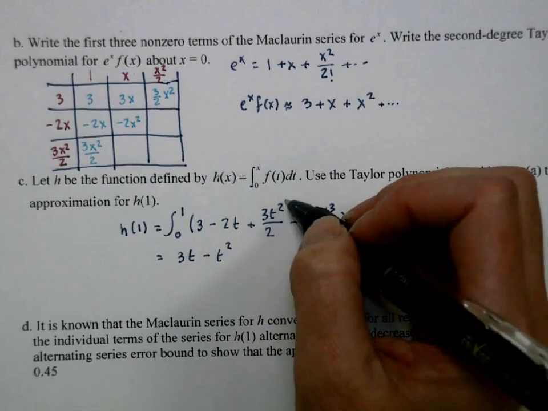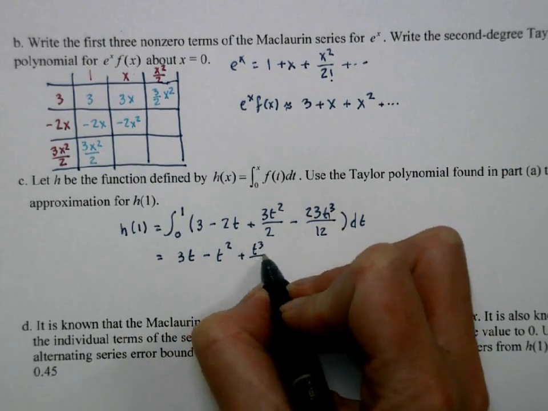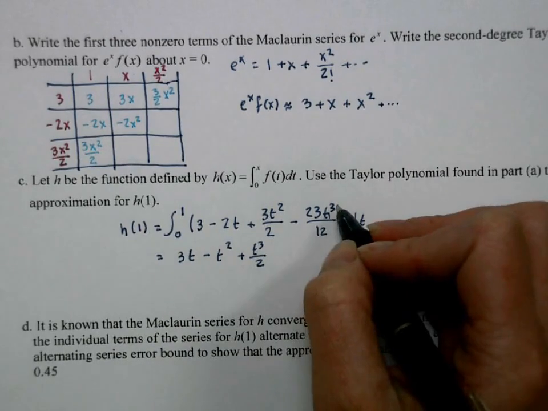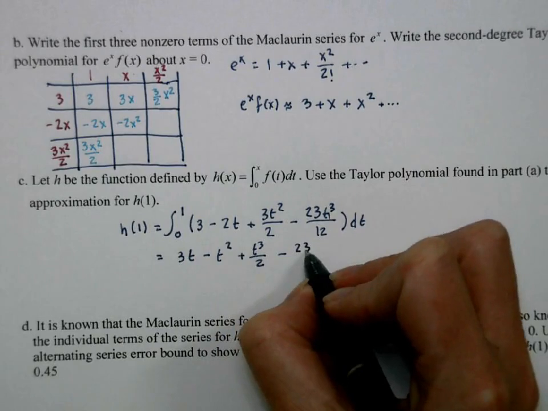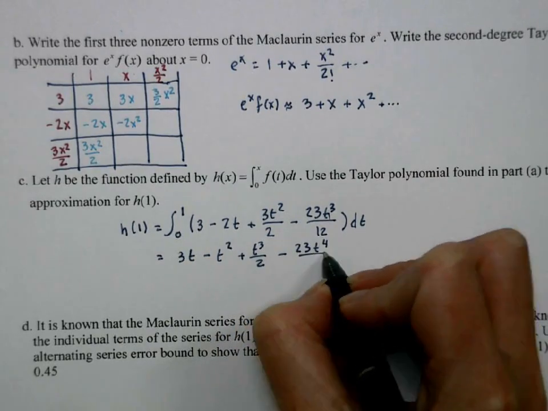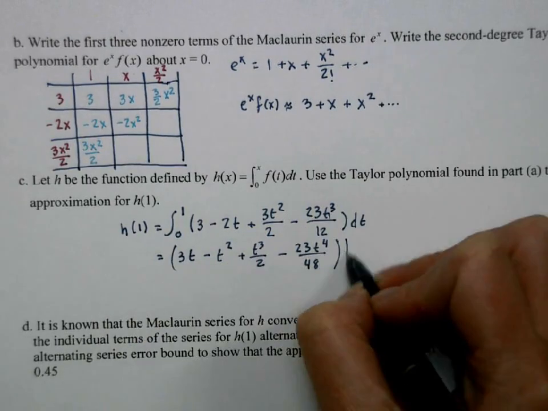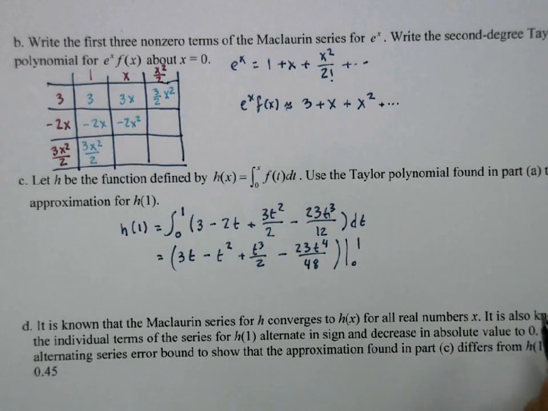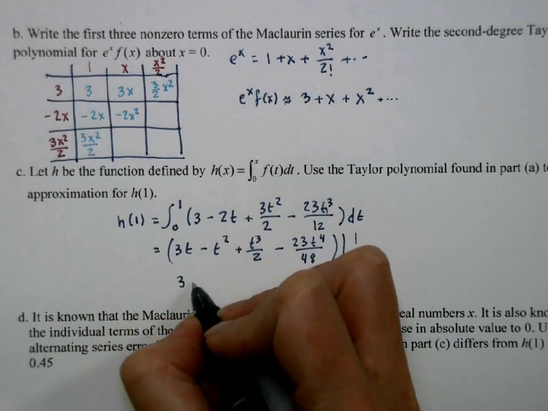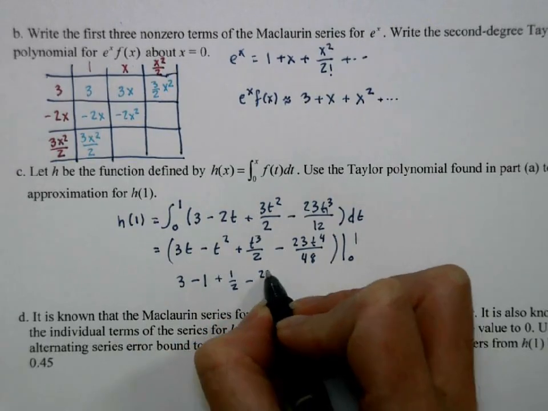Add 1 to the power, divide by that power. I'm going to have negative 23t to the 4th over 48. We'll evaluate this from 0 to 1. So if I plug in 1, we're going to get 3 minus 1 plus 1/2 minus 23 over 48. If I plug in 0, all of those go to 0. So we're just going to leave it just like that.